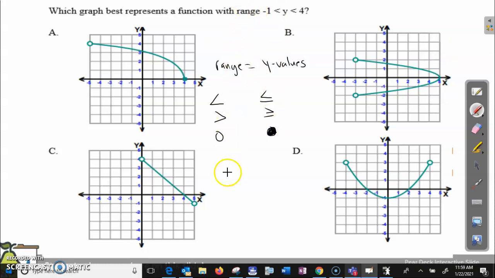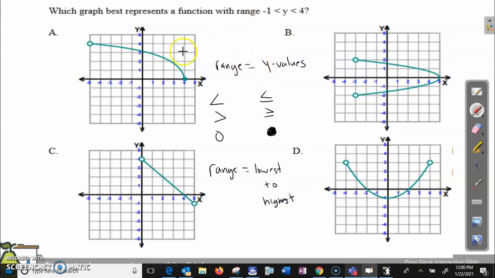Now, how do you find range? This is how you find range, guys. Range is your lowest point to your highest. So range is lowest to highest.